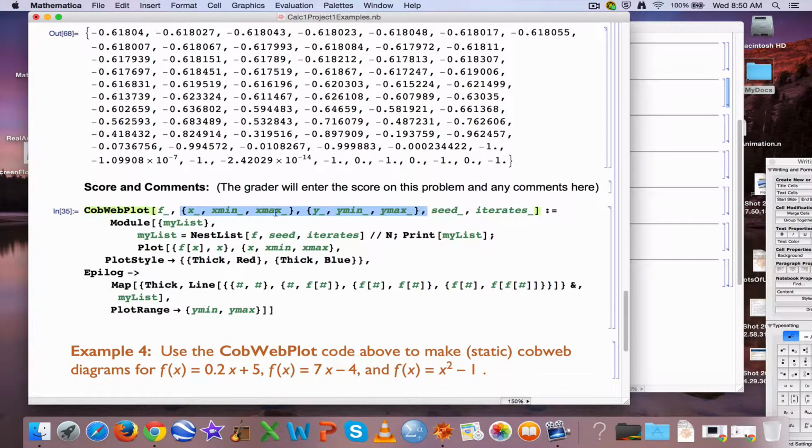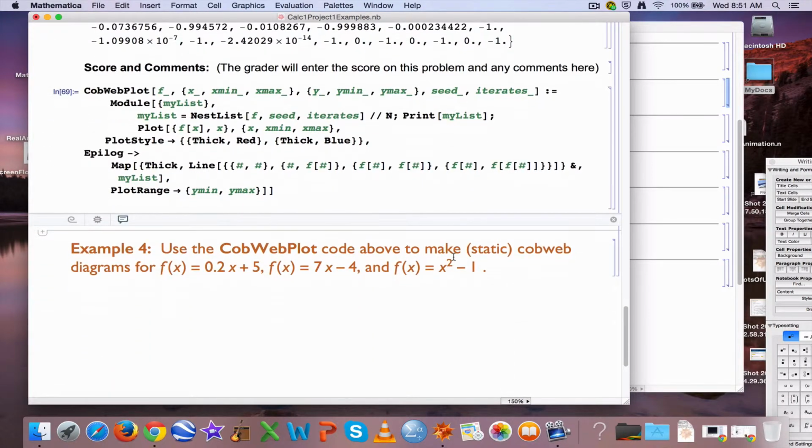These two things here are emphasizing the window in the graph I'm going to make, both the x min and x max values and the y min and y max values. The x and y themselves are not technically necessary for me to put in here, but I'm just doing it for clarity when we use the CobWebPlot code here. The seed will go in this spot and the number of iterates will go in this spot, although I do know, actually, in experimenting with this code, that the graph you see is going to contain one more iterate than what I actually put here. So you can enter this code and then you can use it.